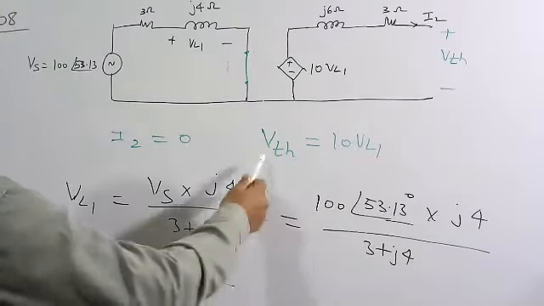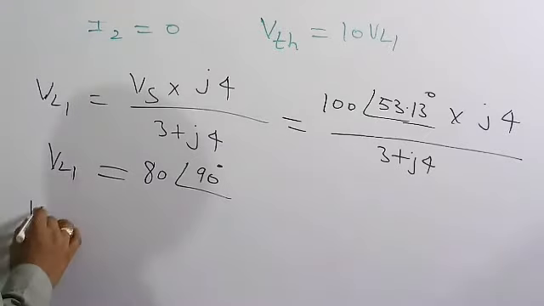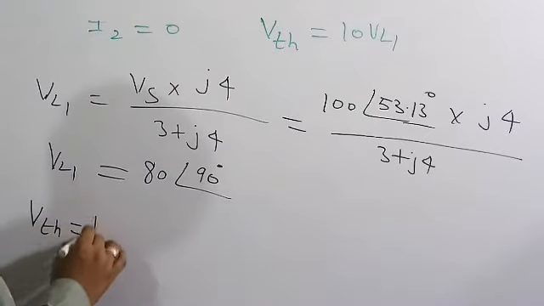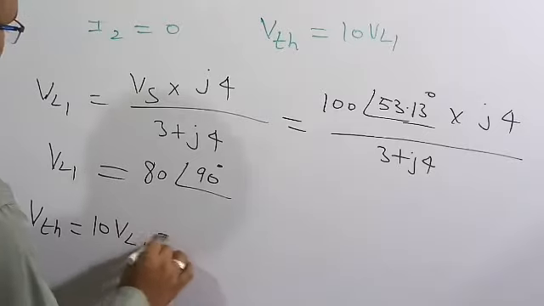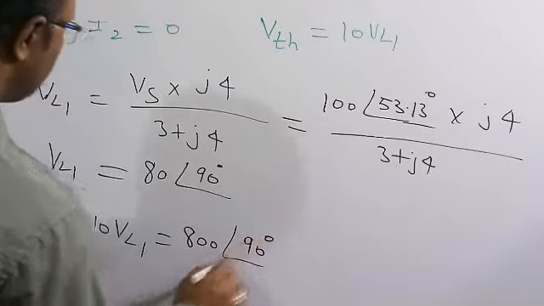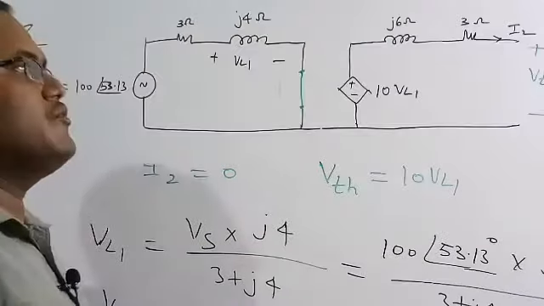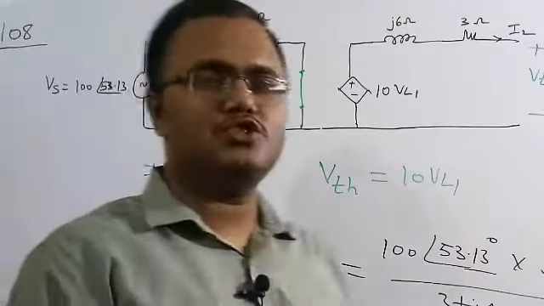Now the VTH value is equal to 10 times VL1. So it will become 800 angle 90 degrees. Therefore the Thevenin voltage is equal to 800 angle 90 degrees volt. This is the required solution of this numerical.